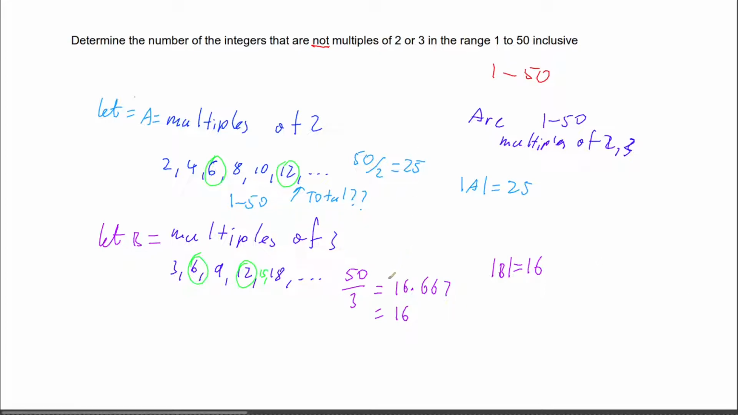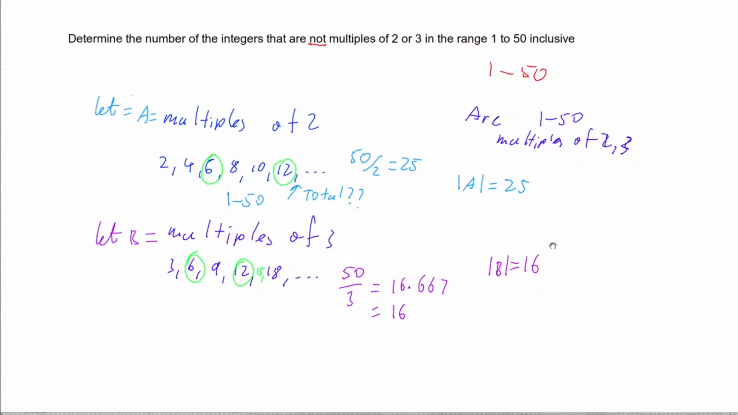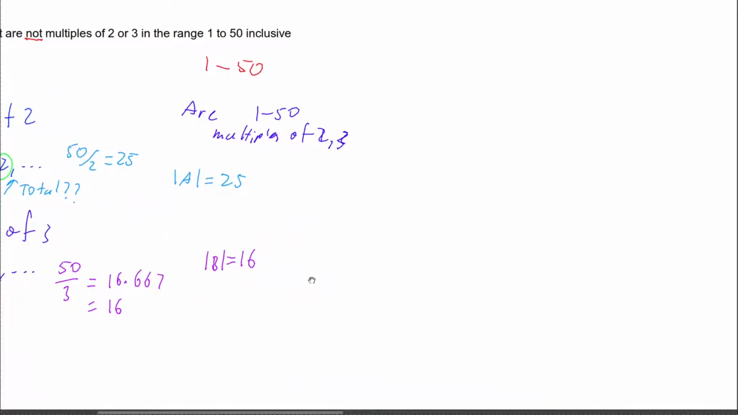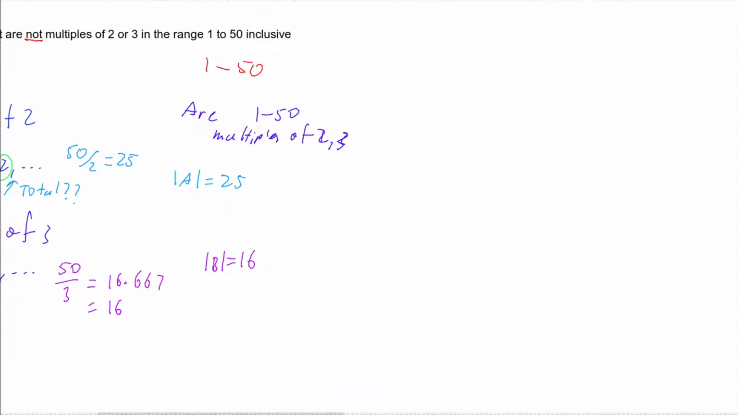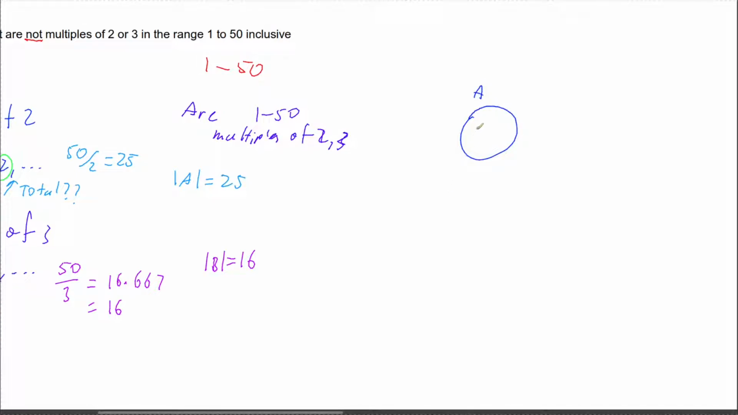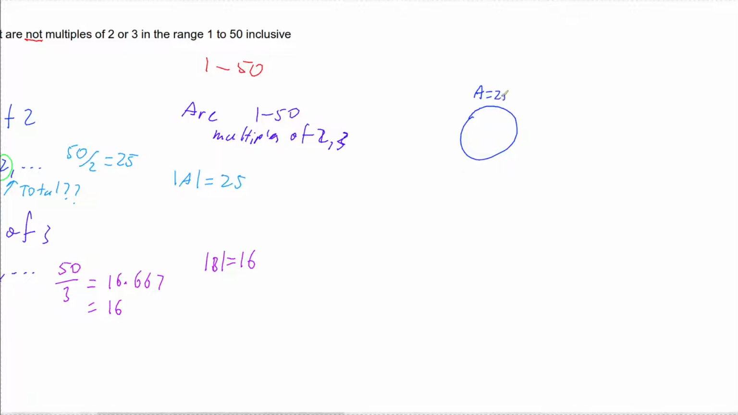So we're going to need to find out how many are in both sets. And the reason for this, if I have a think about this off to the side, I've got my multiples of 2, set A, that I've counted up. There's 25 numbers in there. Well, in the entire circle, there's 25 numbers in there. And I'm going to represent this as a Venn diagram.